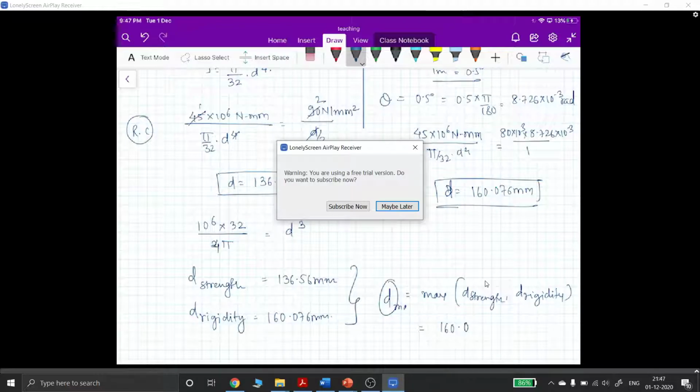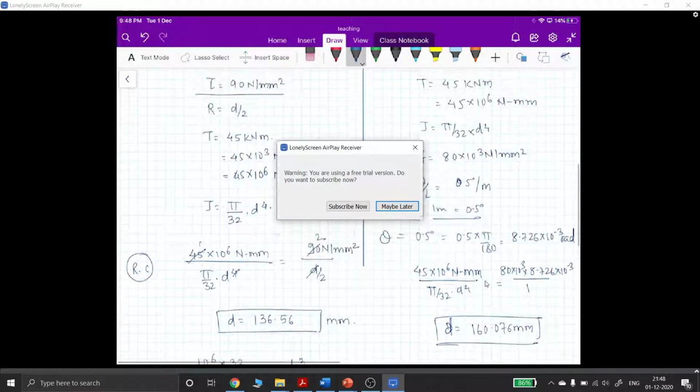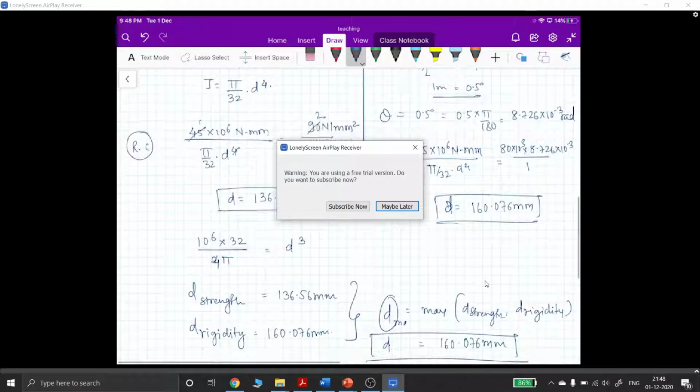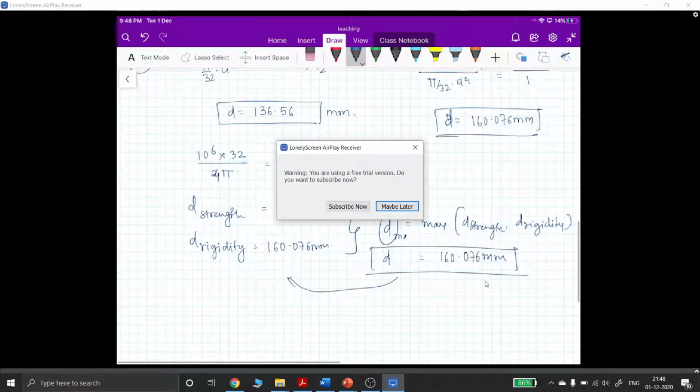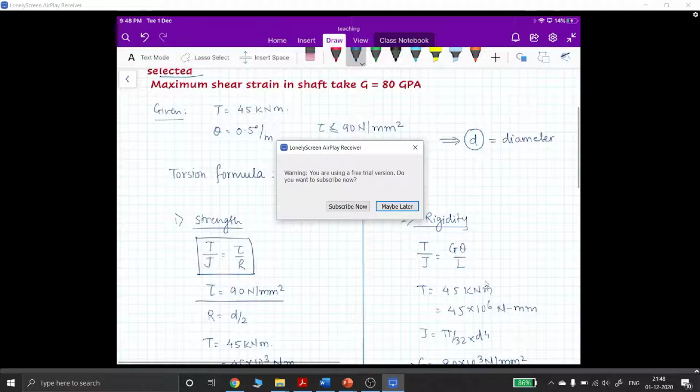So it will be 160.076 mm. The final diameter that we will choose will be 160.076 mm. Now, once the diameter has been finalized, the first part of the problem is over. Now, the second part: final maximum shear stress and angle of twist once the diameter of the shaft is selected. By taking this diameter into account, we have to do the inverse calculation to find the shear stress and theta again.